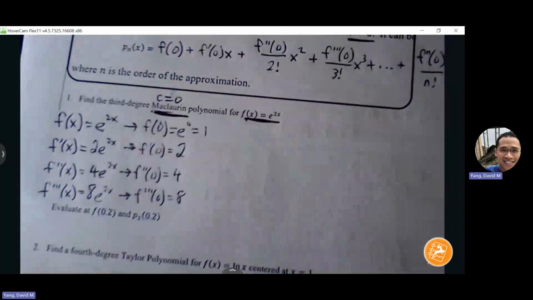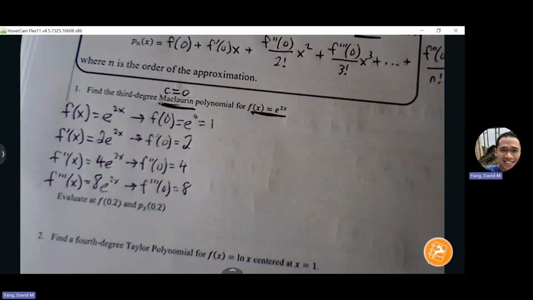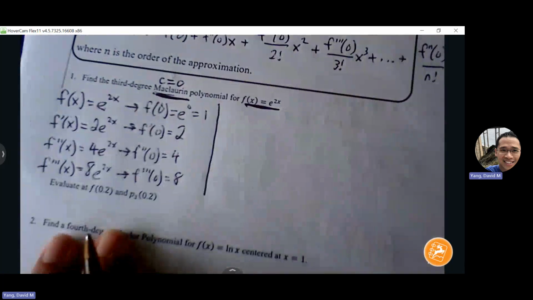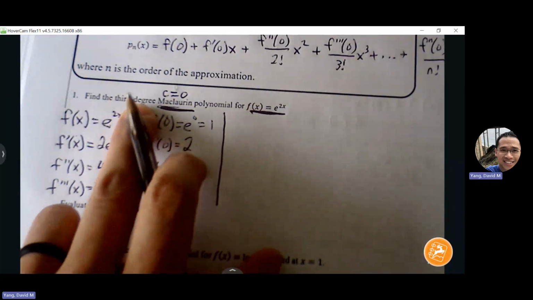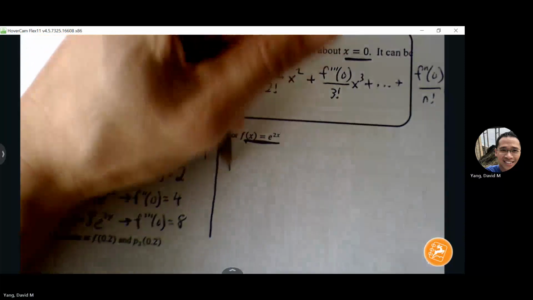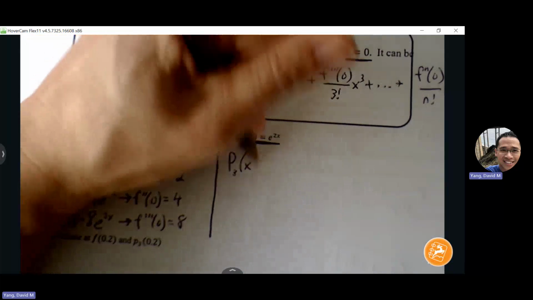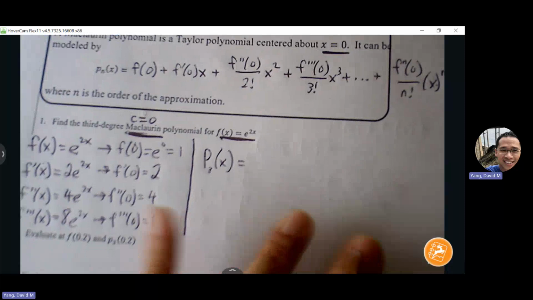Okay, so we're going to insert this information into the Maclaurin polynomial so that it has that information and is able to begin mimicking e to the 2x, because it has similarities between the two. We only care about up to the third degree because it's asking for a third degree Maclaurin polynomial. So we'll do P sub 3 of x. We only care about building a polynomial matching up to the third derivative.